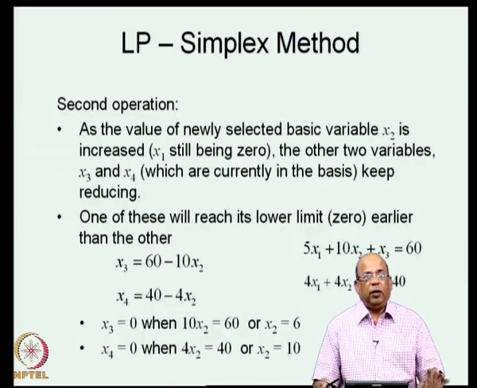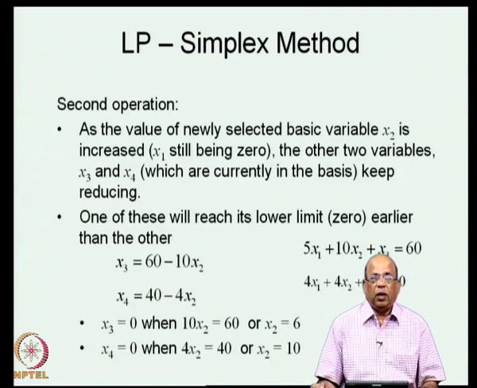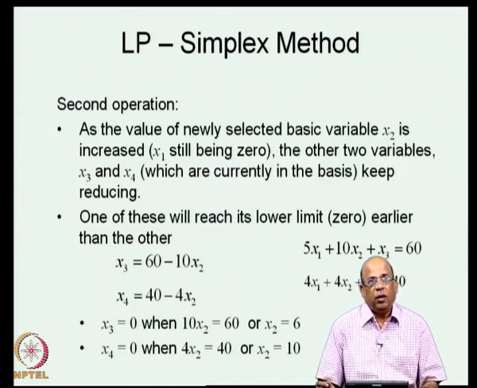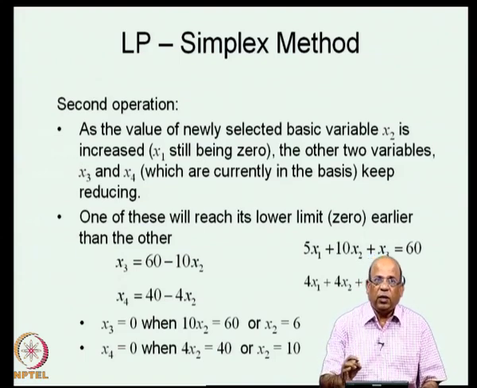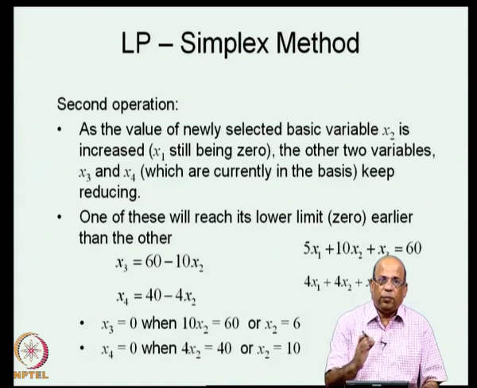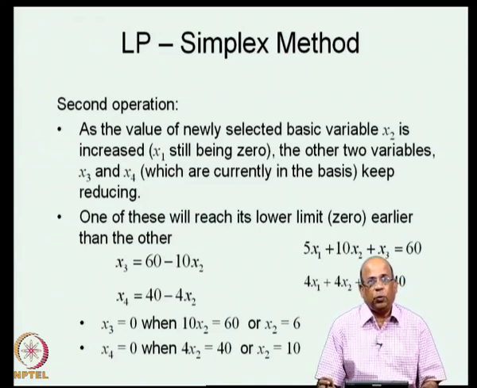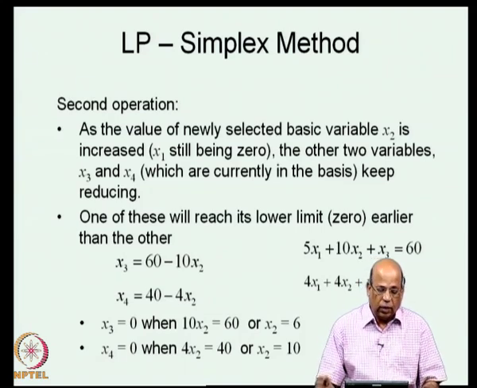Then we made a decision that between x 1 and x 2, x 2 will come into the basis. Now, x 3 and x 4 were in the basis. Out of x 3 and x 4, one has to go, either x 3 or x 4, to make way for the entering variable, which is x 2. Which between x 3 and x 4 should go out? Let us see what happens.